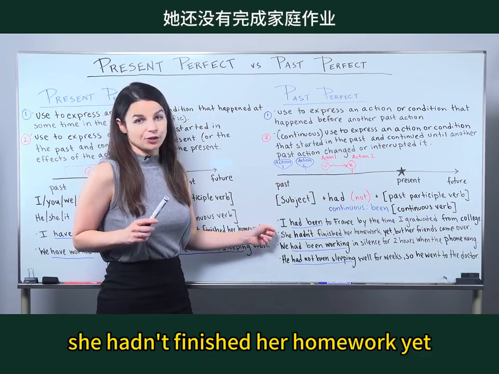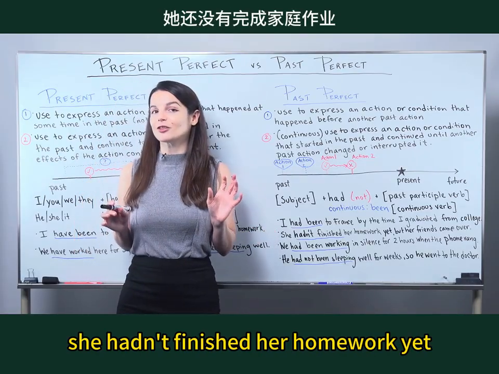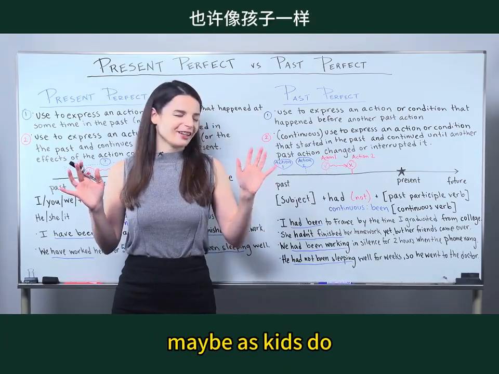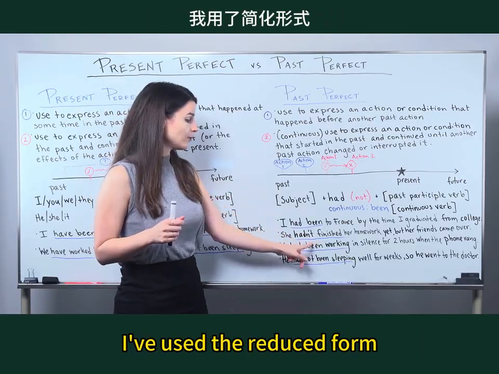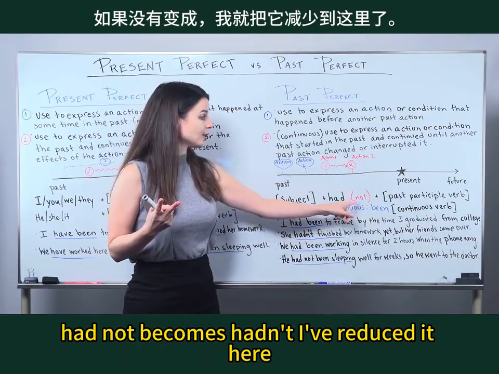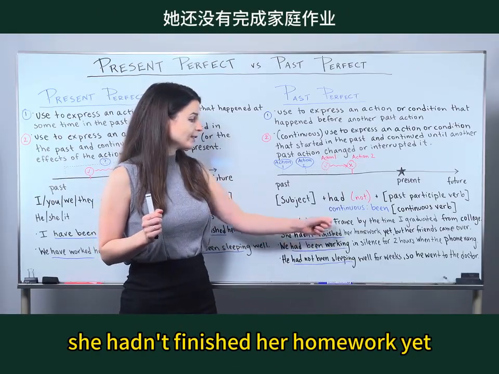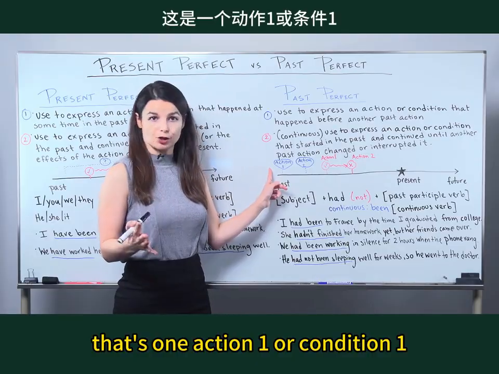Let's look at another example. She hadn't finished her homework yet, but her friends came over anyway, maybe, as kids do. So what's happening in this sentence? Here we have a negative. I've used the reduced form. Had not becomes hadn't. She hadn't finished her homework yet. That's action one, or condition one.